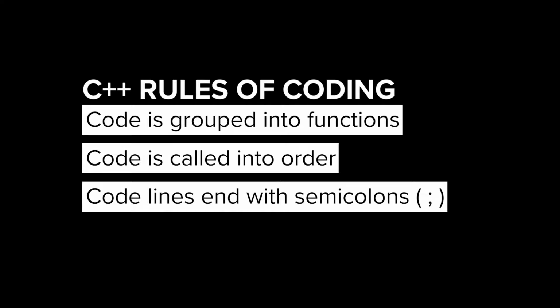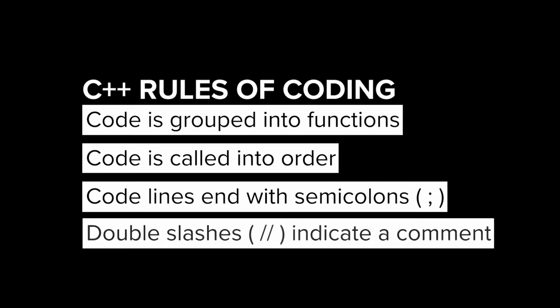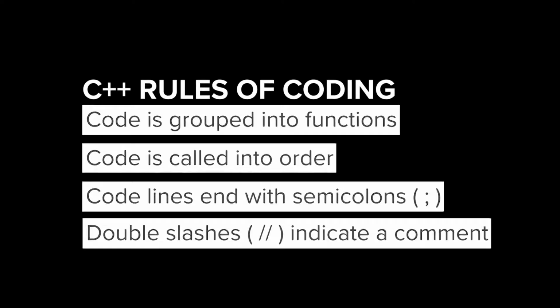Typically, lines of code are all one line. However, sometimes lines of code can span over multiple lines, and the way to tell the line is over is to end it with a semicolon. 4. Double slashes indicate a comment. Computer programmers use double slashes to explain what your code does or to remove some code without deleting it.